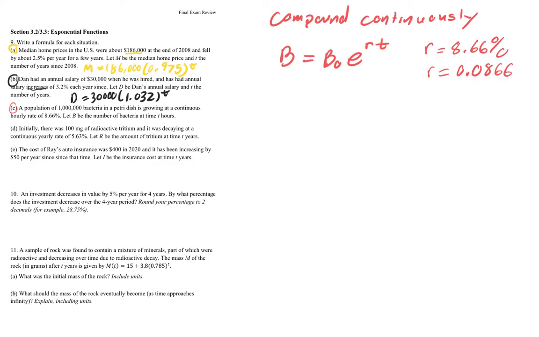So now plugging everything that we know into our equation, we're going to say our B value is equal to our initial value of 1 million, e to the power of 0.0866 times t, and that's going to be the number of bacteria at time t hours compounded continuously.